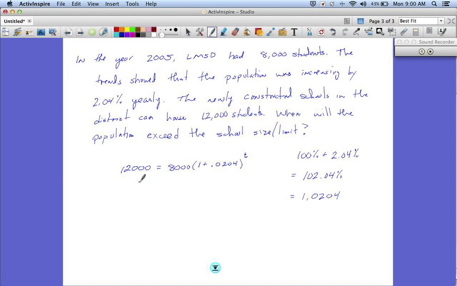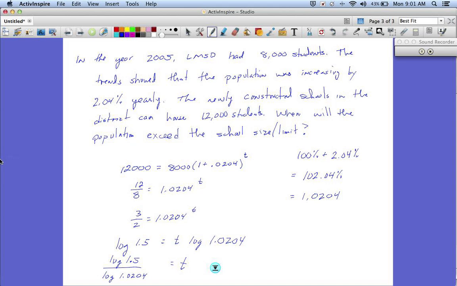I'm going to divide by 8,000 first. So I get 12 over 8 equals 1.0204 to the t power. And of course that reduces to 3 over 2 equals 1.0204 to the t. Unfortunately, I cannot make them like bases, but what I can do is take the log of both sides. The log of 3 halves, or 1.5, equals, the t jumps to the front, t times the log of 1.0204, and then I divide both sides. So I get the log of 1.5 over the log of 1.0204.